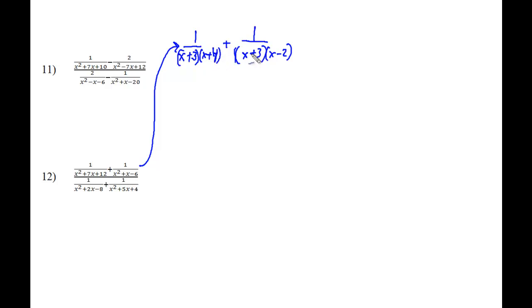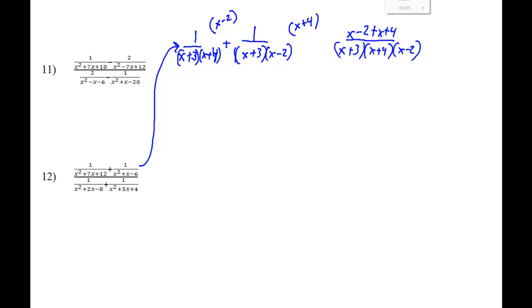Like we won't have to get a common denominator, I'm going to be multiplying this one by x minus 2, and I'll be multiplying this side by x plus 4. So my new numerator is going to be x minus 2 plus x plus 4 all over x plus 3, x plus 4, x minus 2.